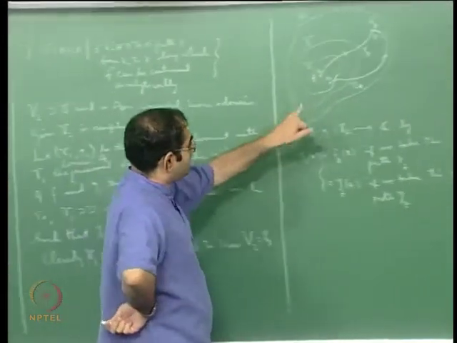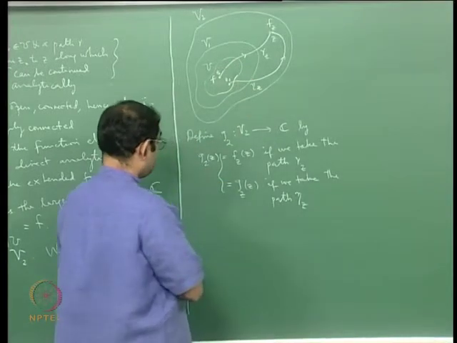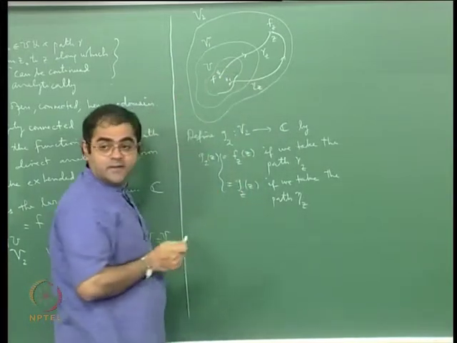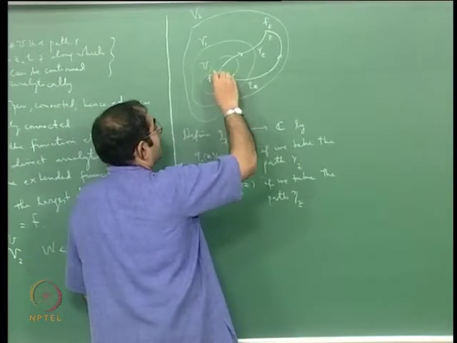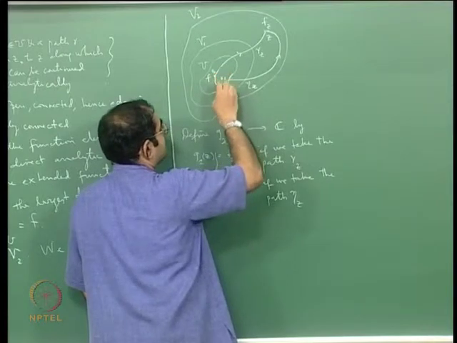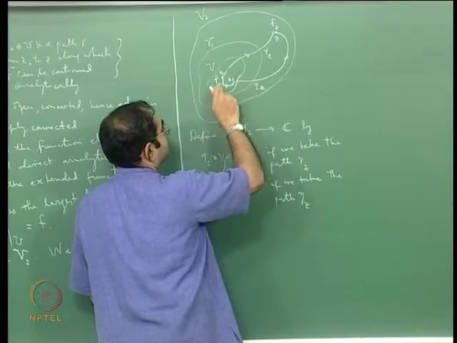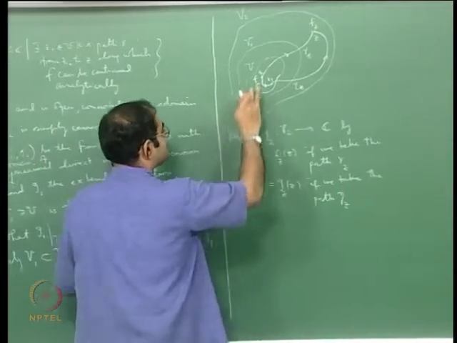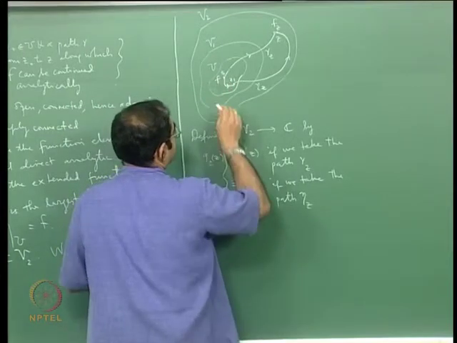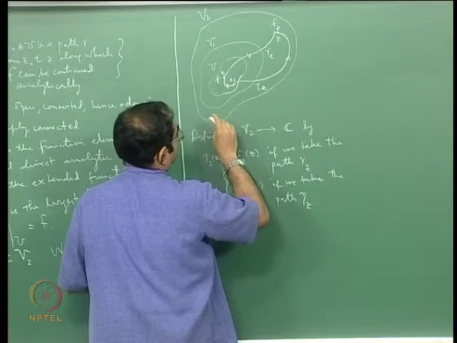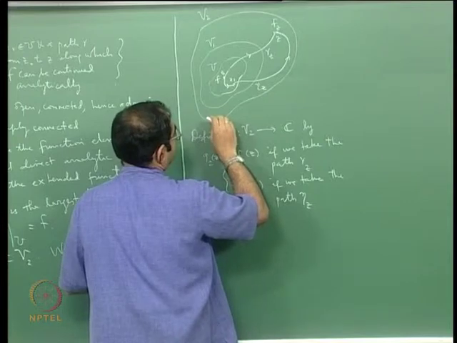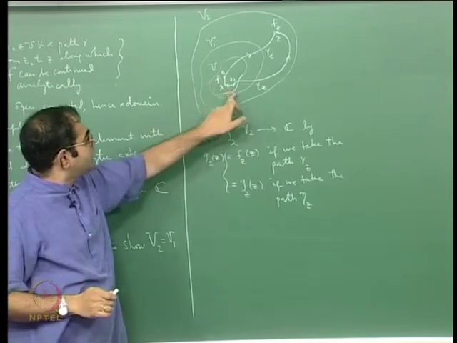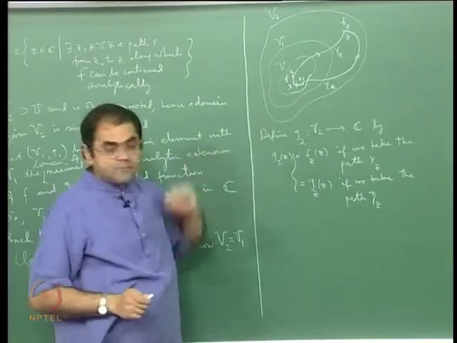Now the point is that z0 and z1 belong to U anyway. So what you can do is connect z0 to z1 by a path delta. I think delta is not a very good symbol, let me use some other symbol, let me use lambda. So you connect z0 to z1 by a path lambda.